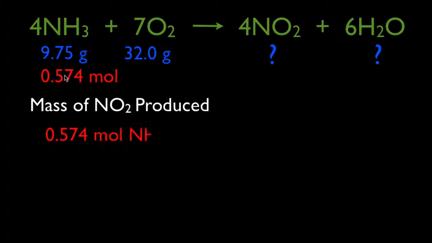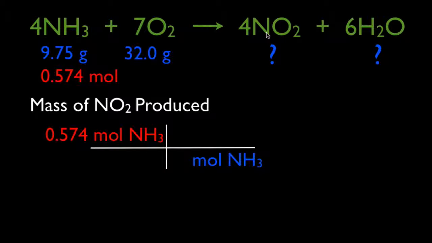But I'm going to start with the moles of the NH3. That was the thing I was originally given. Yes, I could convert this to moles and use that, but I've already done this, so why do I want to do that? Let's just go on. We want to get out of moles of NH3, so NH3 goes in the bottom. We want to get into moles of NO2, so the NO2 goes in the top. The molar ratio is 4 to 4, basically 1 to 1.